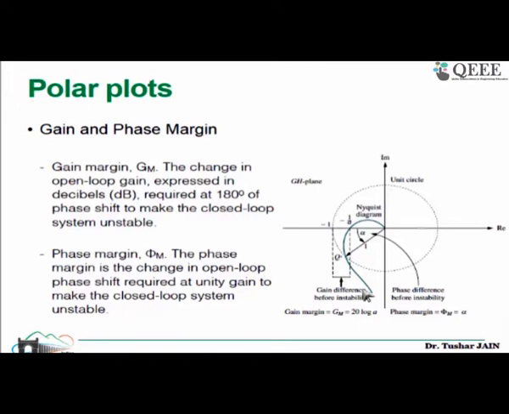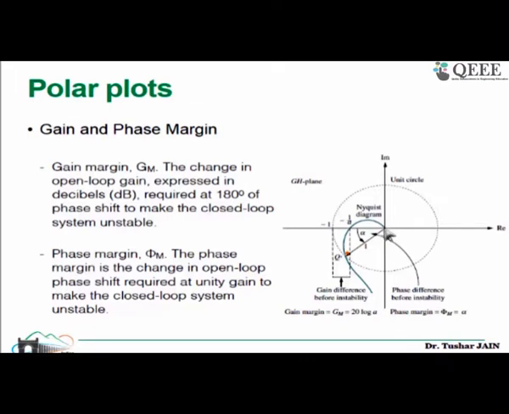Okay, so for example, you have the Nyquist diagram for some transfer function. What do you do? You make a unit circle, and then see at what point on the unit circle this plot crosses. At the point it crosses, you measure this angle alpha, which you call the phase difference before instability.